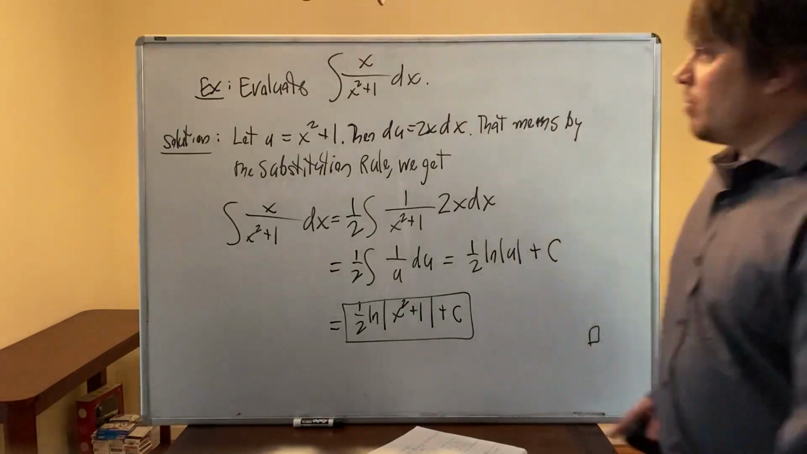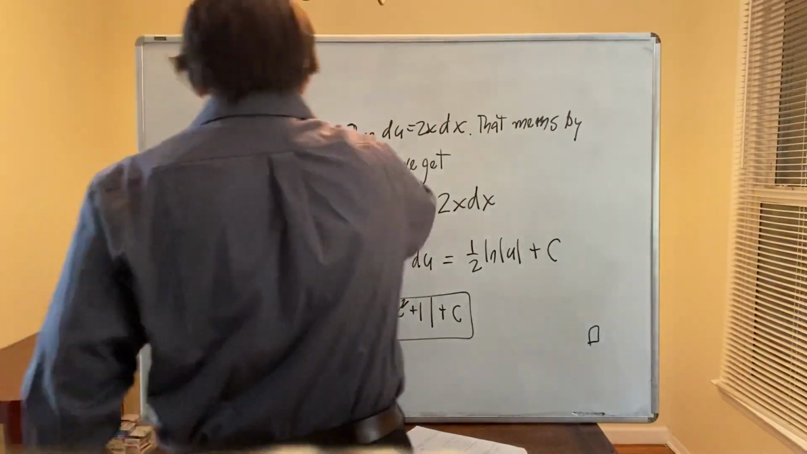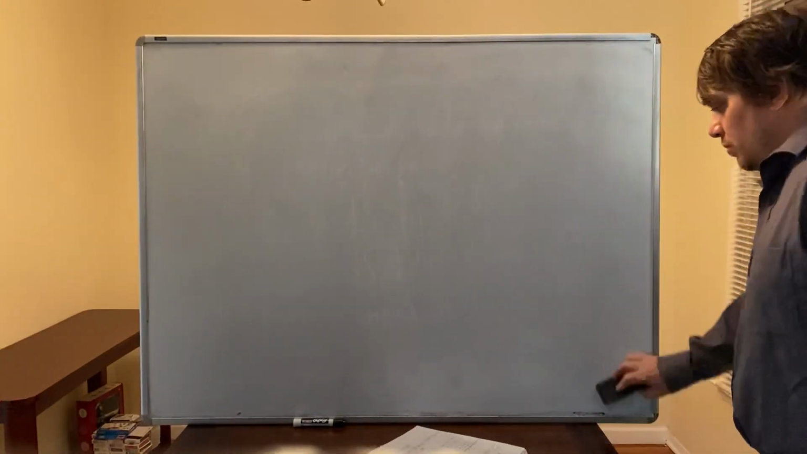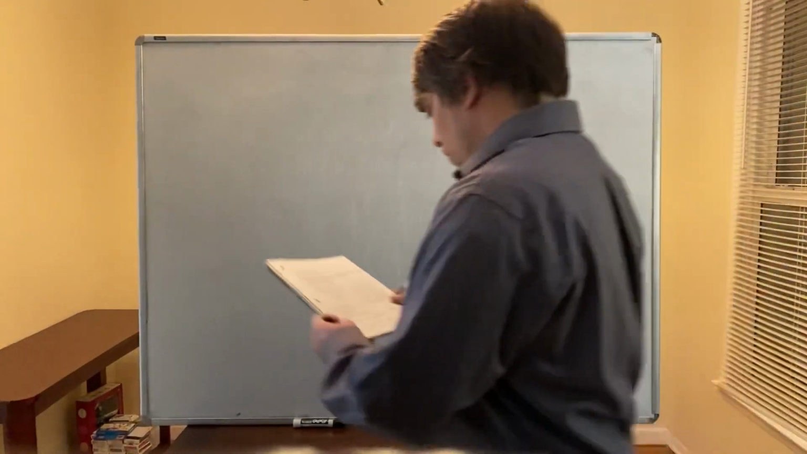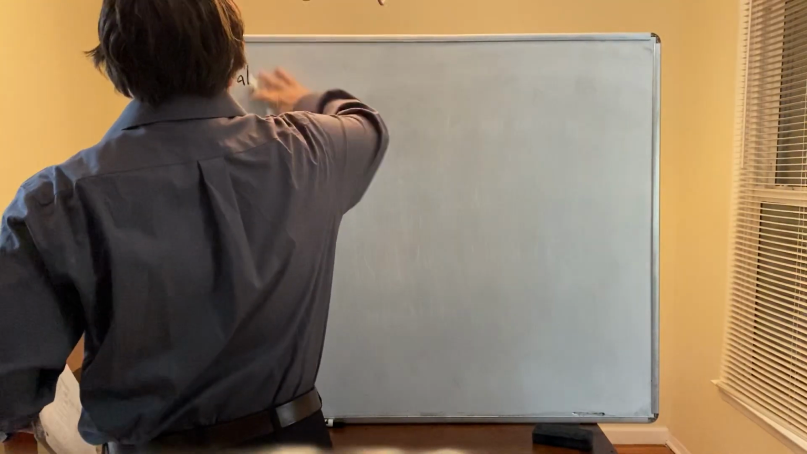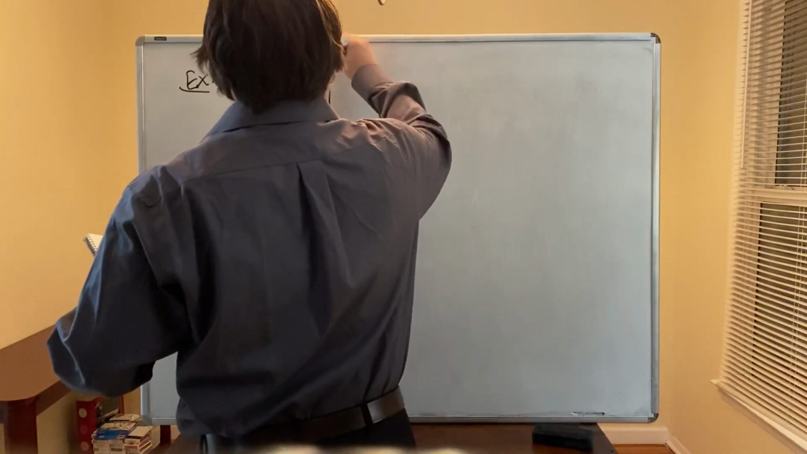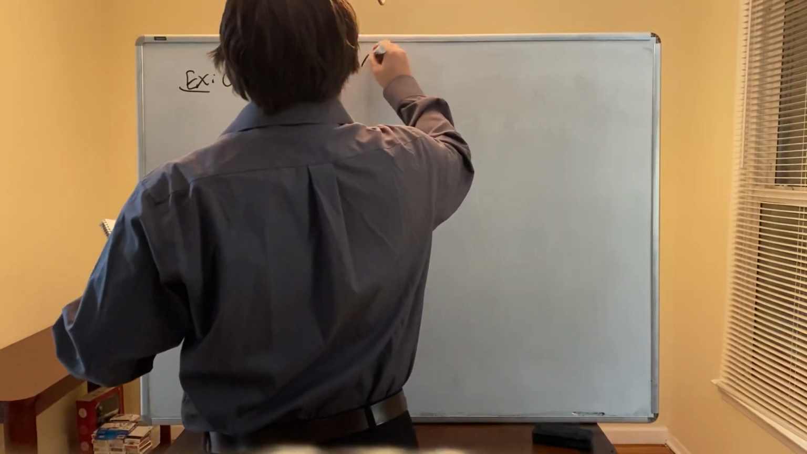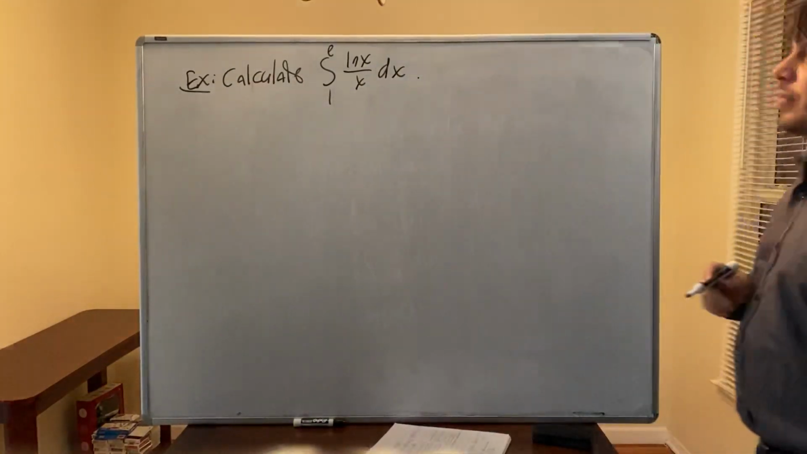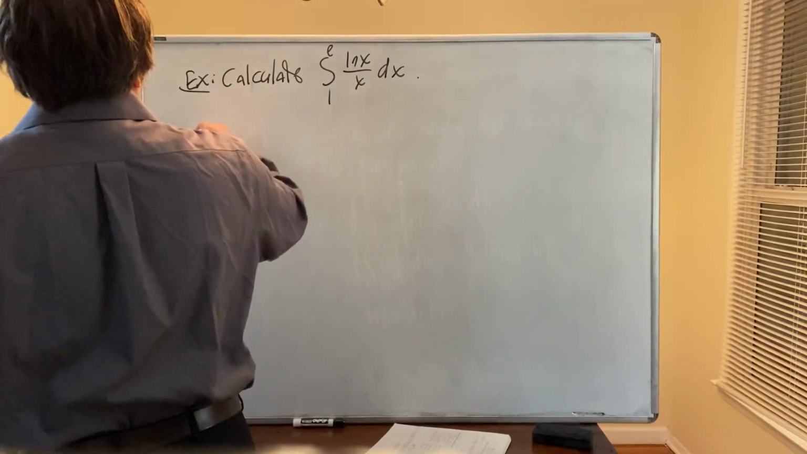Okay, so let's do another problem. Another example: calculate the integral from 1 to e of ln x over x dx. Okay, so we're going to use substitution again. We're going to use the substitution rule again. So, solution.